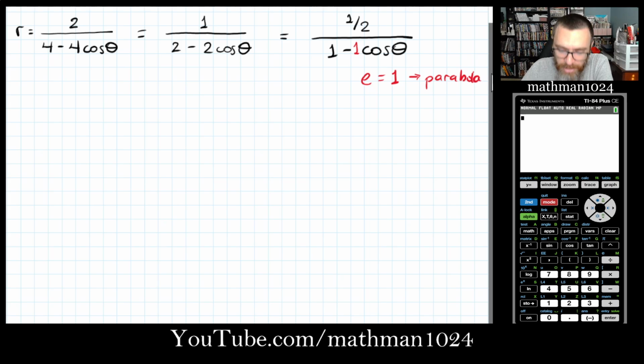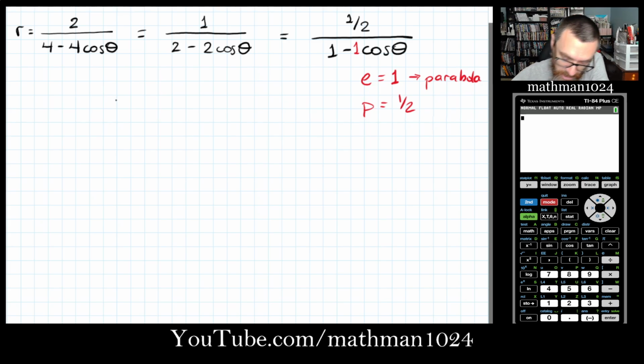Okay, got a parabola, and our directrix is just going to be our directrix, right? And if the directrix is perpendicular to the polar axis, that means it's vertical. That means we're going to be dealing with a sideways parabola, right? Let's see if all that stuff is going to make sense when we put it all together. Now, this numerator right here is supposed to be e times p. So since e is 1, that means the p value equals 1/2.